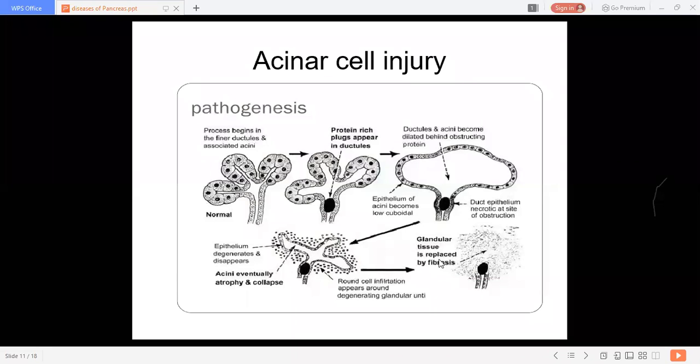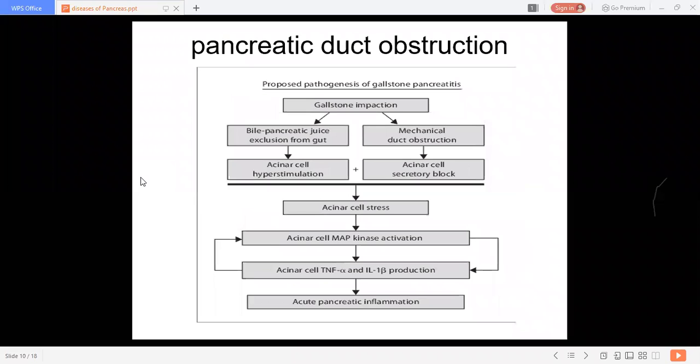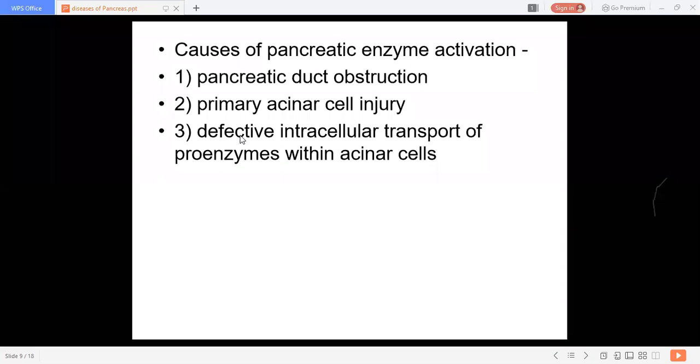Later on, it gets recovered with the fibrotic granulation. Okay, so this is all about acinar cell injury. Then what was the third point? That is defective intracellular transport of proenzymes within acinar cells.